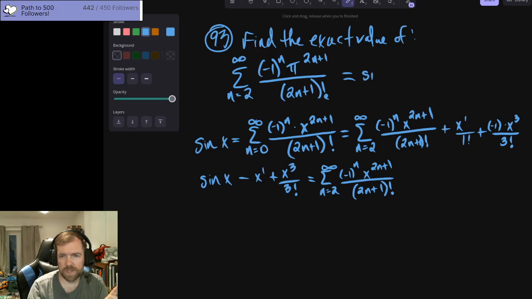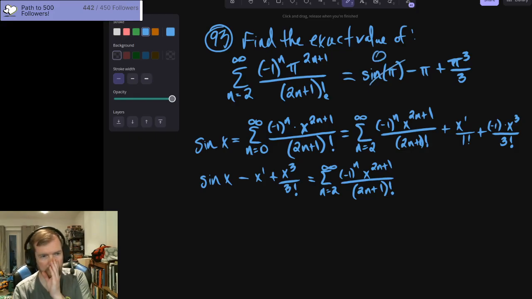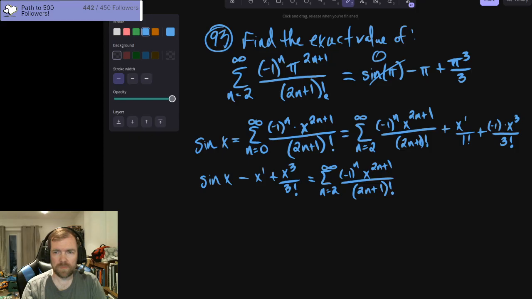So this is the sine of pi minus pi plus pi to the 3rd over 3. Sine of pi is 0. So our exact value for this is going to be pi to the 3rd over 3 minus pi.